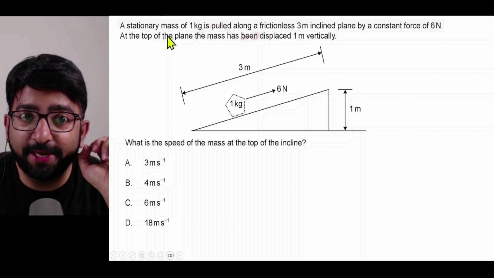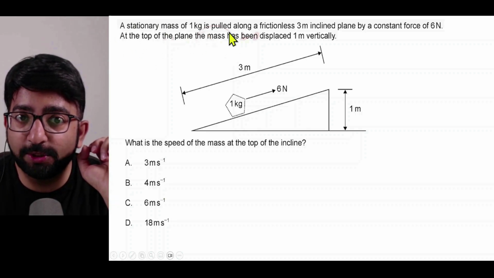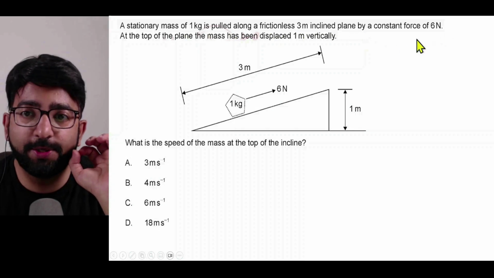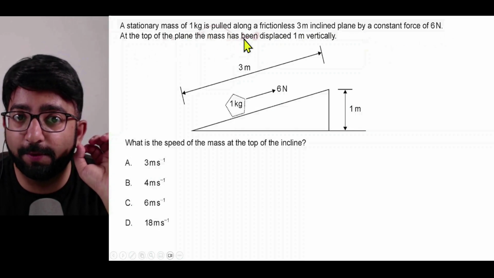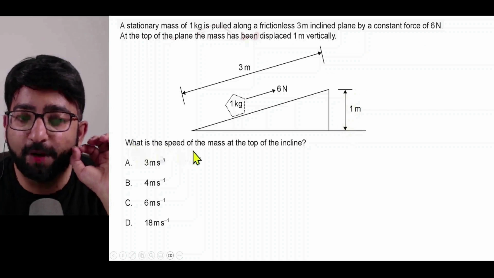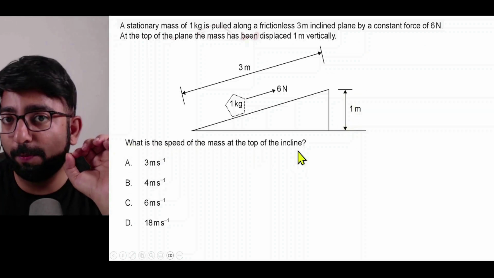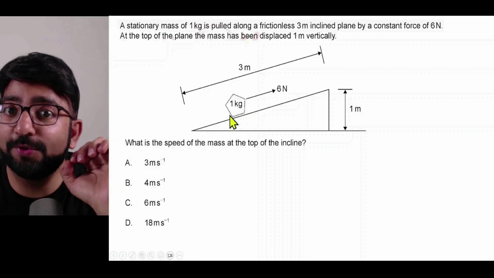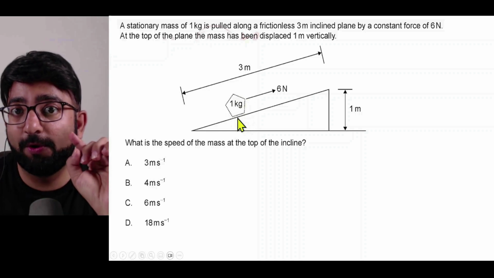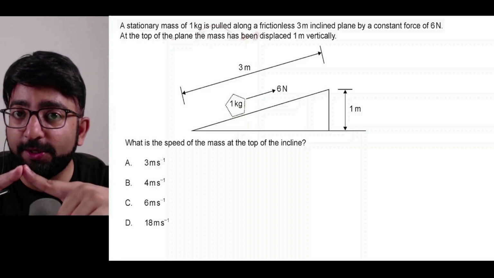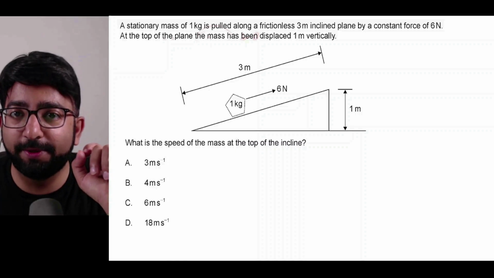So here we have a stationary mass of 1 kilogram. It is pulled along a frictionless 3-meter inclined plane by a constant force of 6 newtons. At the top of the plane, the mass has been displaced by a height of 1 meter. We have to figure out the speed of the mass at the top of the incline. Now, step number 1 is to identify the different types of forces acting on the object, because on that basis we will choose either to use the mechanical energy conservation or the work energy principle.